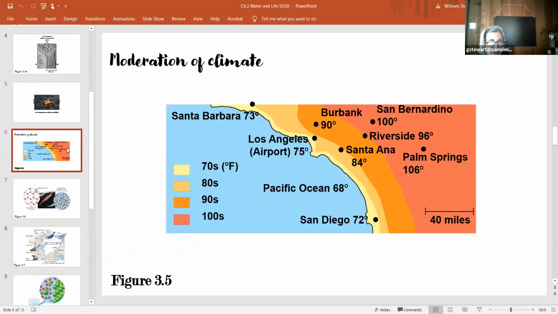Now, second property of water, special property of water, is what we call moderation of temperature, and the only picture we have for that is moderation of climate. But I think on the note handout, I mentioned about specific heat of water and heat of vaporization. So we can take a slight pause here. I'm going to do a new share and do the whiteboard.